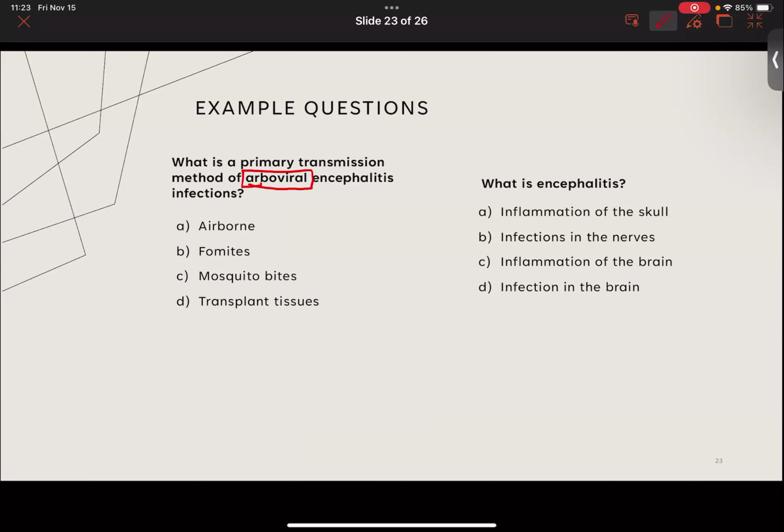So what is a primary transmission method of arboviral encephalitis infections? Arboviruses of any kind, no matter what disease they cause, are biting insects that are transmitting those viruses. So this would include mosquito bites, not any of the other choices.